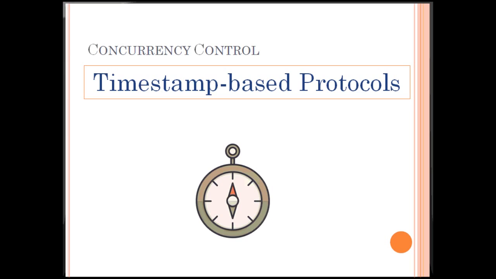Next in the concurrency control list is the timestamp based protocols. The most commonly used concurrency protocol is the timestamp based protocol. This protocol uses either the system time or a logical counter as the timestamp. We have seen the lock based protocols that manage the order between the conflicting pairs among the transactions at the time of execution, whereas the timestamp based protocols start working as soon as the transaction is created.